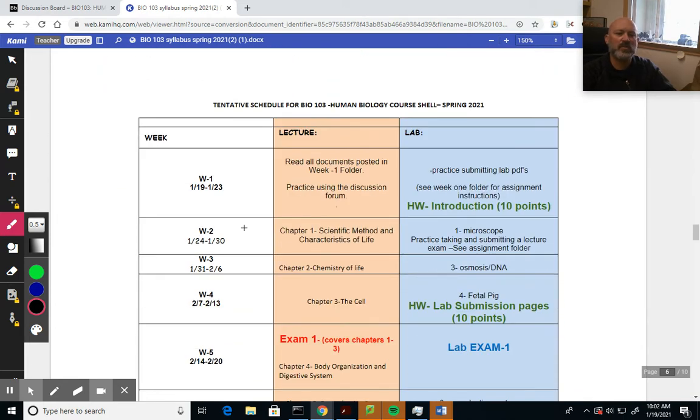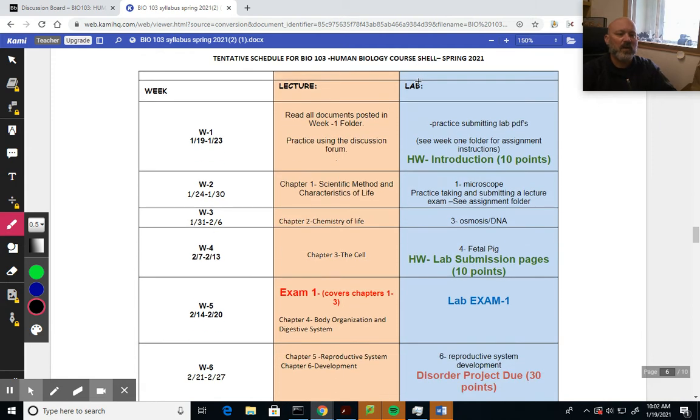This is our course schedule for spring. In week one, this is just an introduction, right? There's nothing that's worth points in week one. We're just kind of like navigating Blackboard. We're going to practice using the discussion forum. We're going to introduce yourself, right? You're going to read the documents in the week one folder. You're going to practice submitting that lab PDF, what do you call that? The contract. All right.